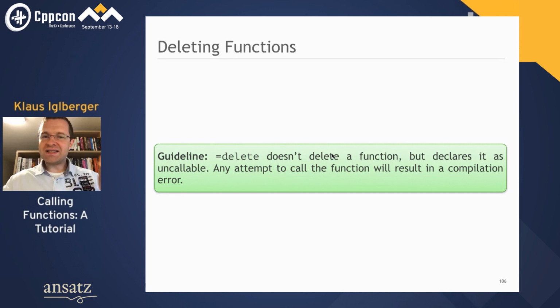So equal delete doesn't delete a function, despite the name, but declares it as uncallable. Any attempt to call a function will result in a compilation error. This is something that, of course, you can use. If indeed you have a function that must not be called, you can explicitly delete it in order to make it perfectly clear to a caller.